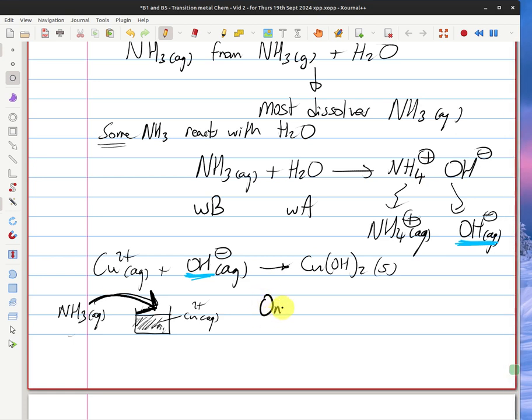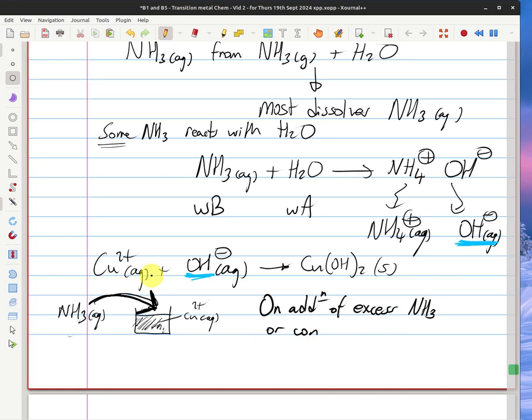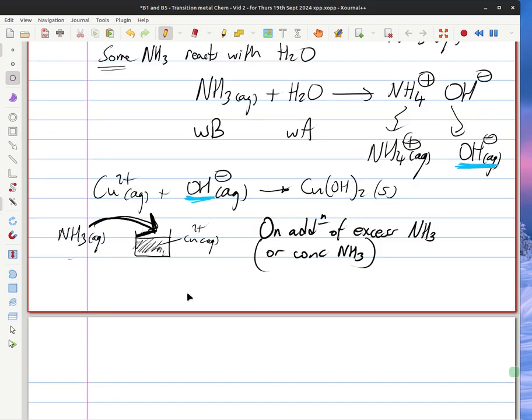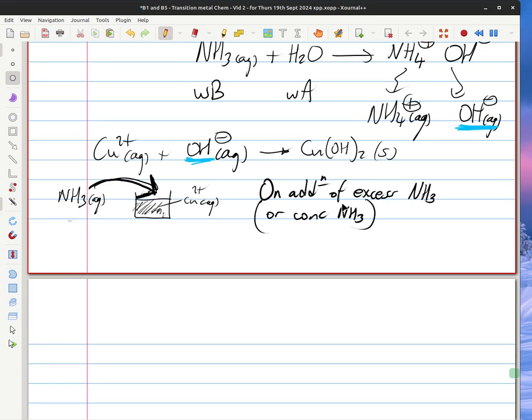So, on addition of excess ammonia, and the easiest way to do this is to add concentrated ammonia, instead of having to keep on putting in a pipette's worth of ammonia again and again and again. Just get some conc ammonia and throw it in there straight away, so immediately the concentration is very high. But conc ammonia is quite horribly smelling, so we tend to minimize its use. So on addition of excess ammonia, the NH3 concentration increases in the mixture.